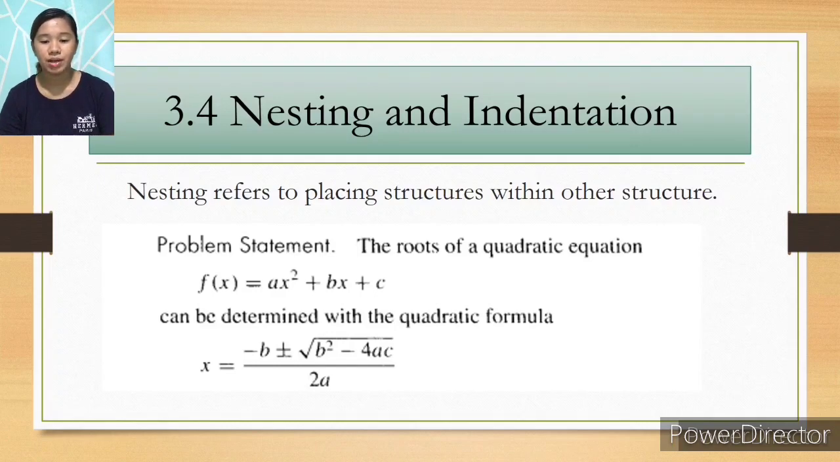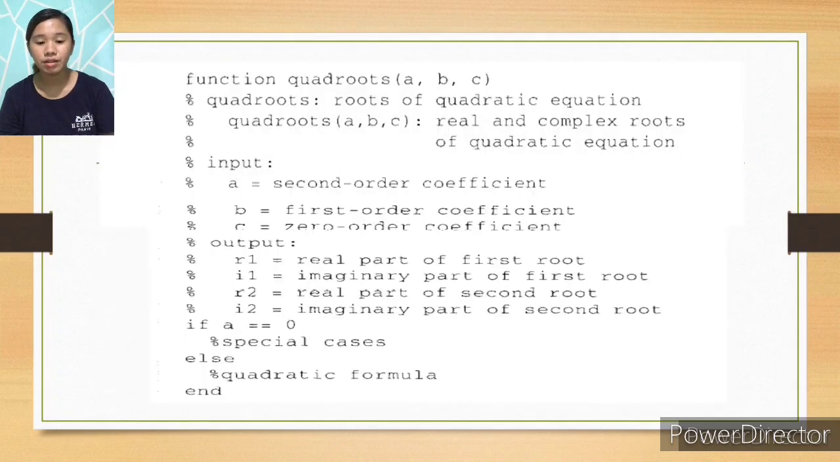Nesting refers to placing structures within other structures. So for a problem statement, we have this example. The roots of a quadratic equation, f(x) = ax squared + bx + c, can be determined with the quadratic formula, which is x = (-b plus or minus the square root of b squared minus 4ac) over 2a. So function quadroots is quadroots(a, b, c).